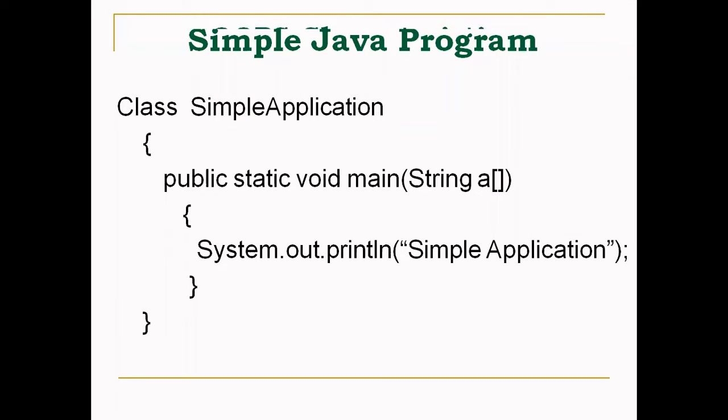So this is a simple Java application program. Class simple application. Public static void main string array. System.out.println simple application. This is the class begin, class end. This is the method begin, method end.